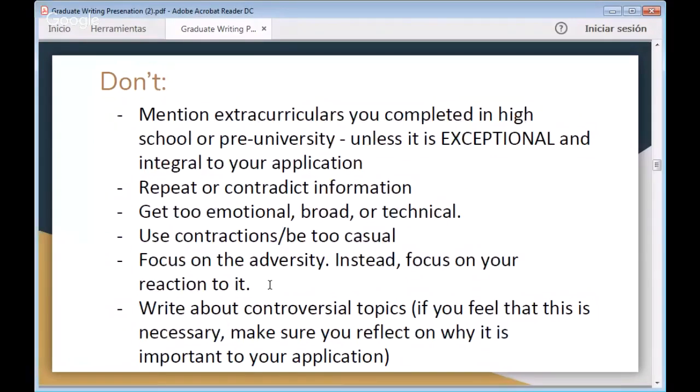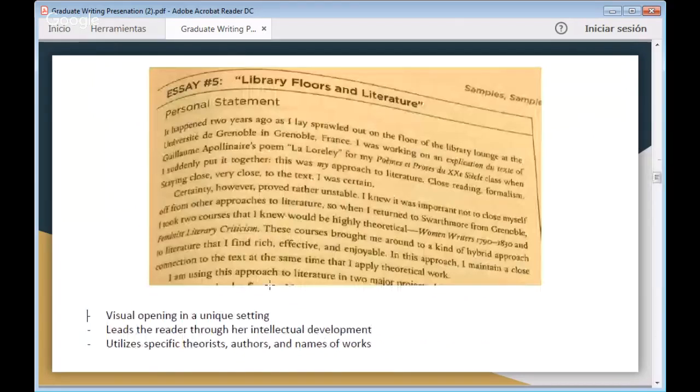Okay, so here we have an example of an opening that I wanted to take a look at. I'll just read briefly some of the sentences that really popped out to me. If we look at the first sentence here, it said, "It happened 2 years ago as I laid sprawled out on the floor of the library lounge at the University of Grenoble in Grenoble, France." So here in this first sentence, we already have a visual. We can picture the writer there in this setting, and it really opens up the essay as a story.